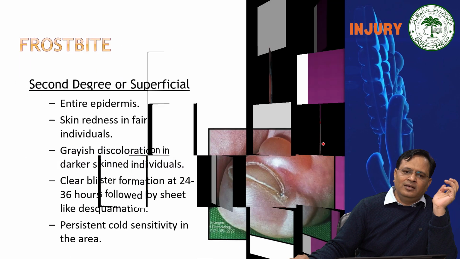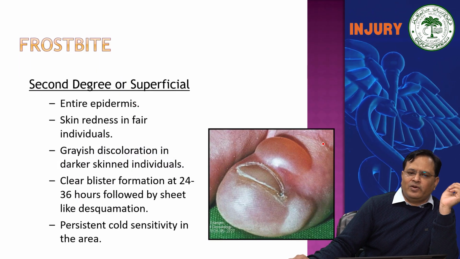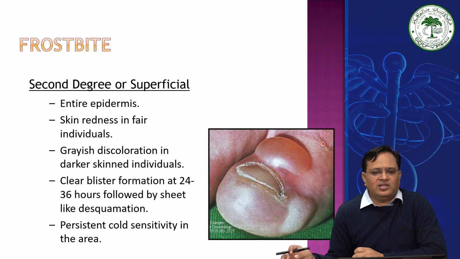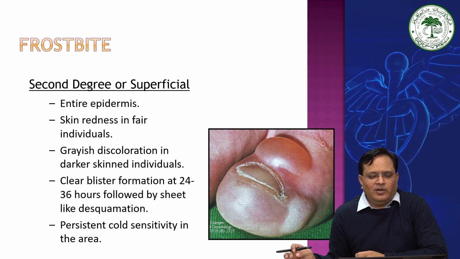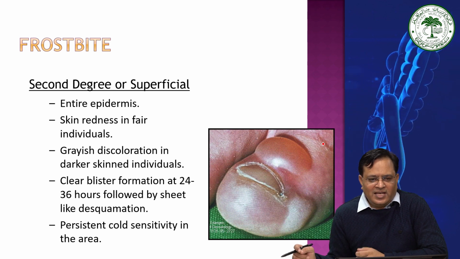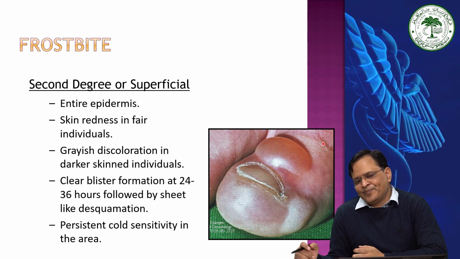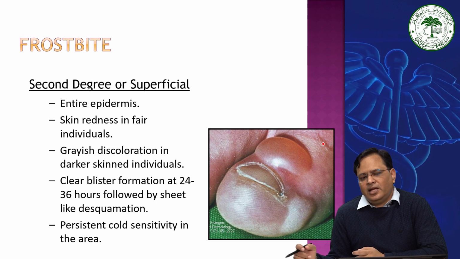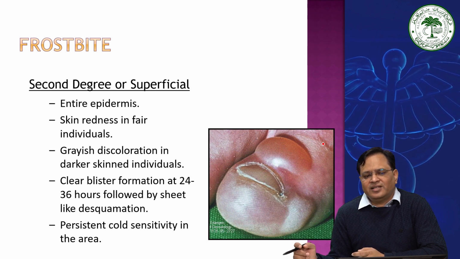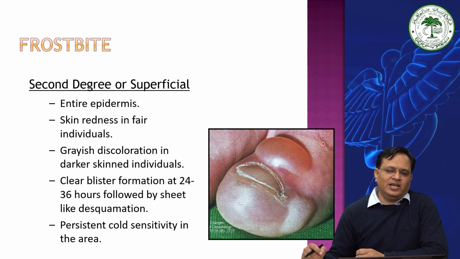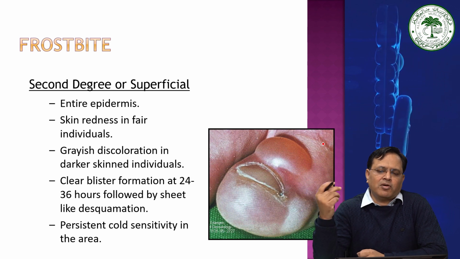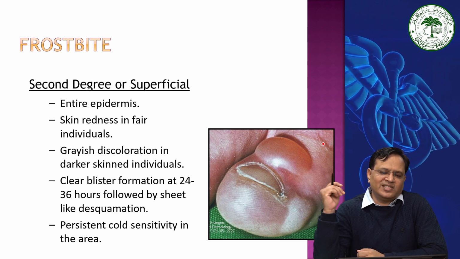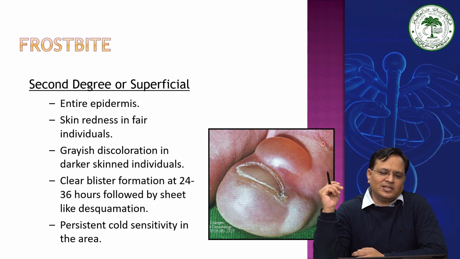Numbness is there. Then second degree is superficial, entire epidermis is lost, skin redness in fair individuals, grayish discoloration that is dark in dark-skinned individuals, clear blister formation in 24 to 36 hours followed by sheet-like desquamation, and desquamation will lead to persistent cold sensitivity in the area.